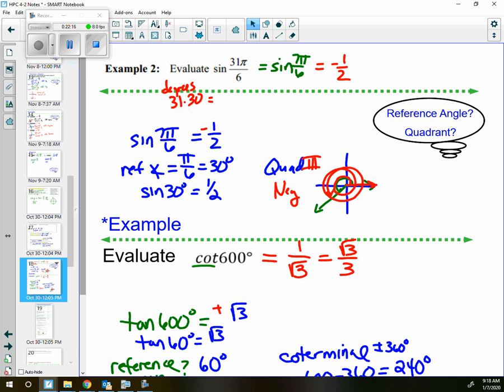So that's day 2. What I'd like you to do is give a try to those sine, cosine, and tangent values, and then we'll see how people are doing with the unit circle.